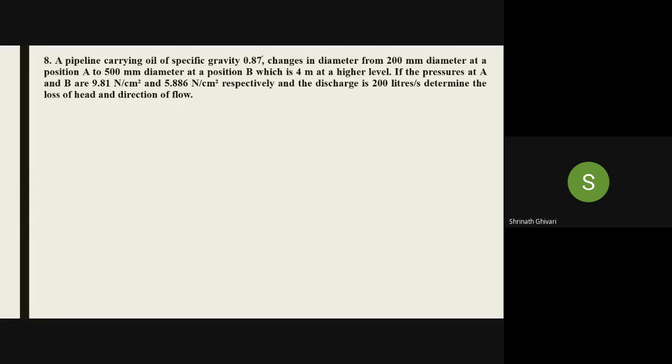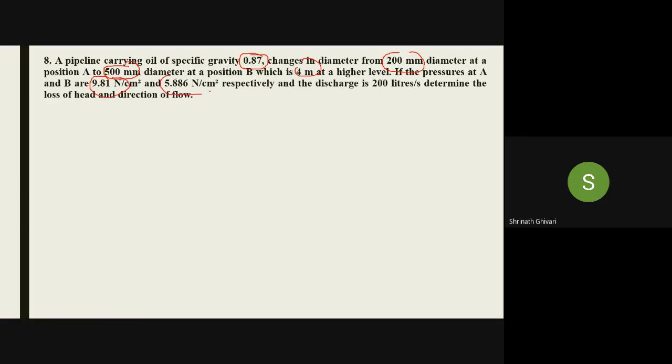Sometimes they will give specific gravity as 0.8. Here he will change the diameter. Here also they may change the diameter. They may give it in terms of centimeter or in terms of meter, or they may change the value itself. They may give a height of 3 meter. The pressure they may give in terms of bar.